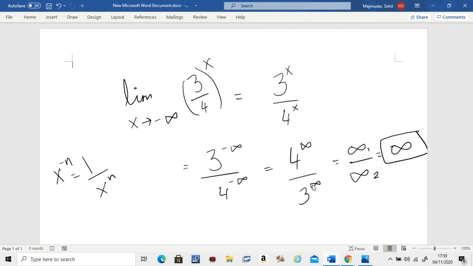Now if there was a negative in front here, then you would keep the negative everywhere, and the answer would be negative infinity. So just remember the sign before the problem, keep it as it is, and apply it in the end.